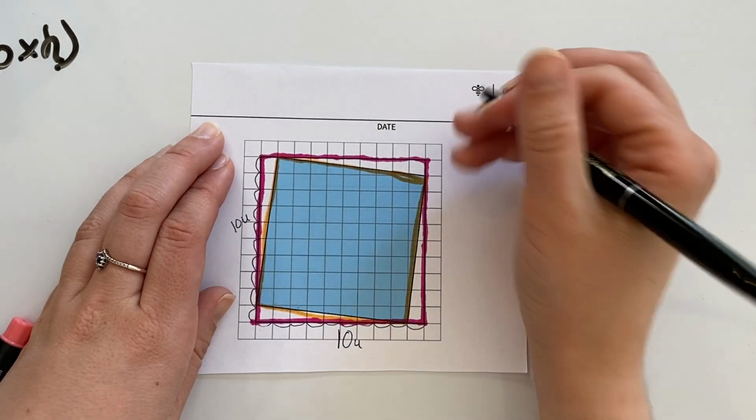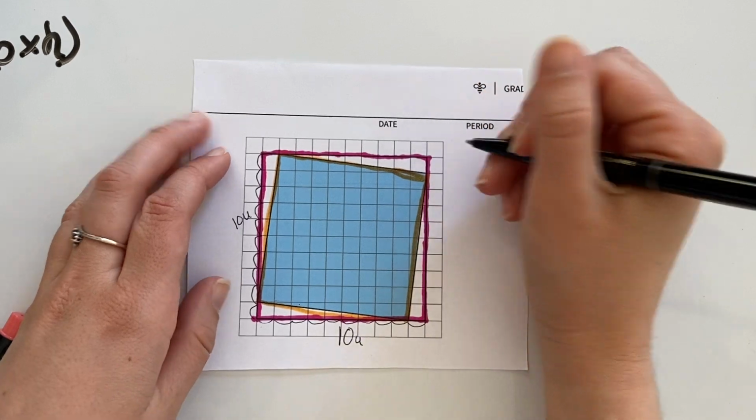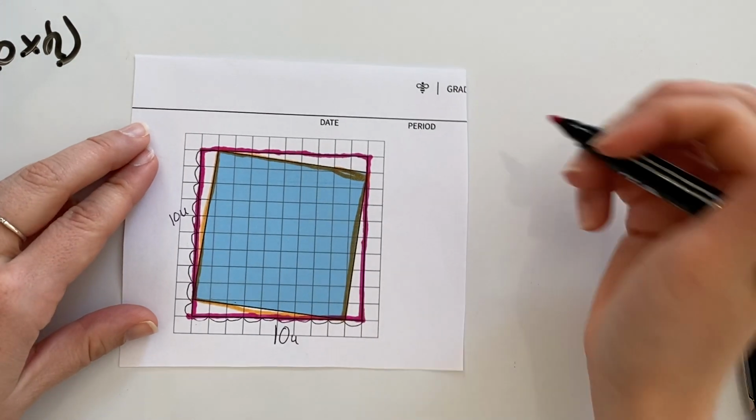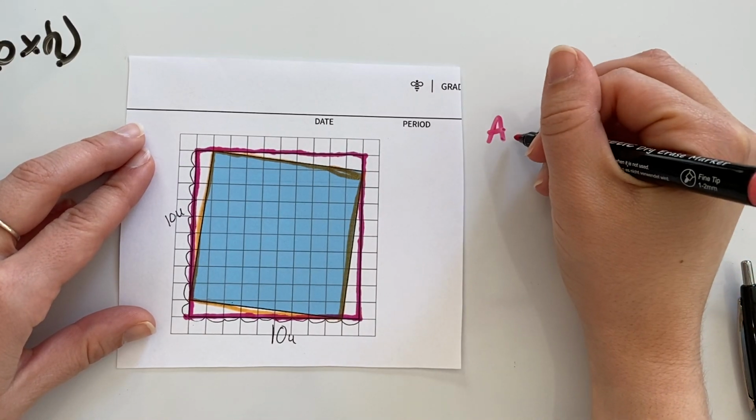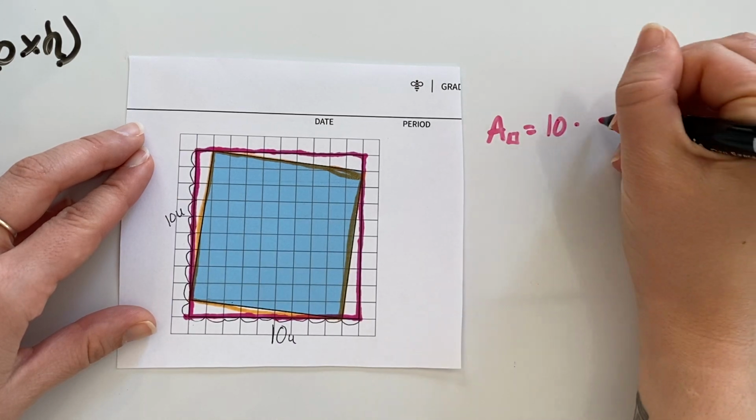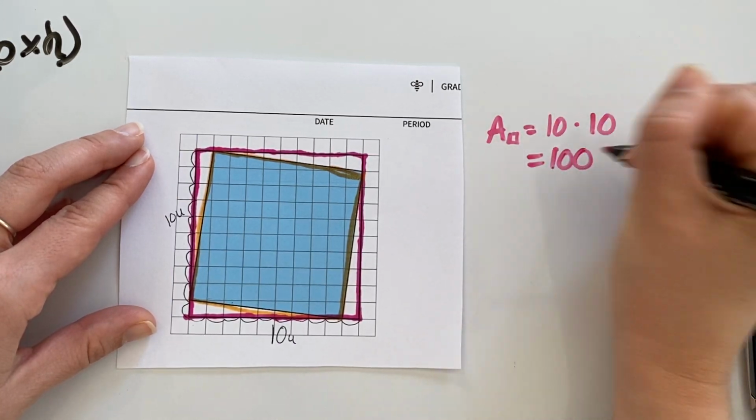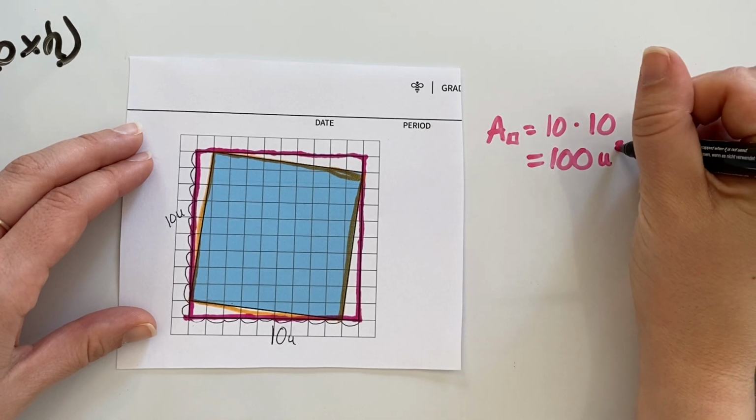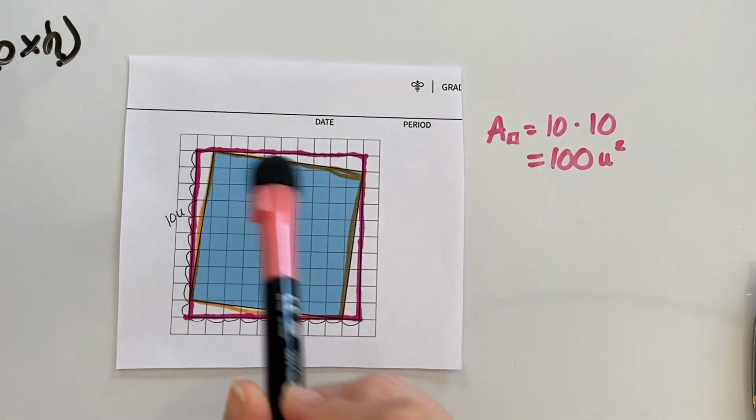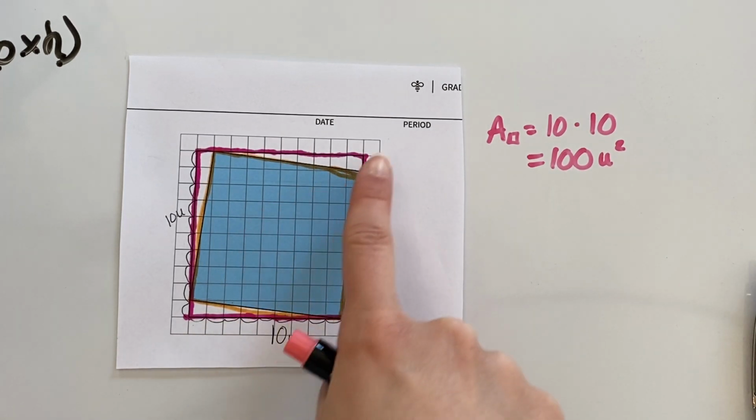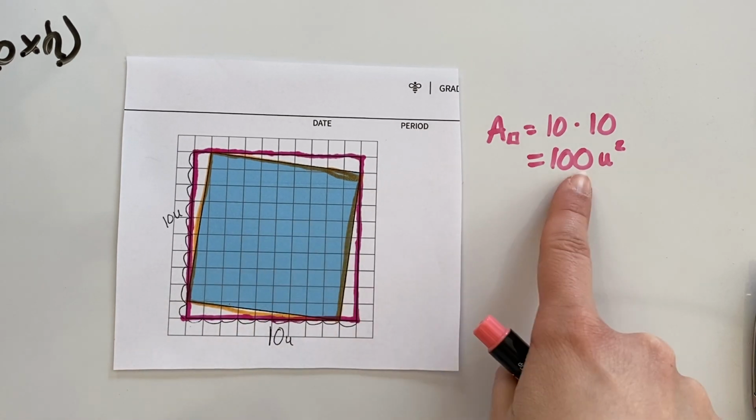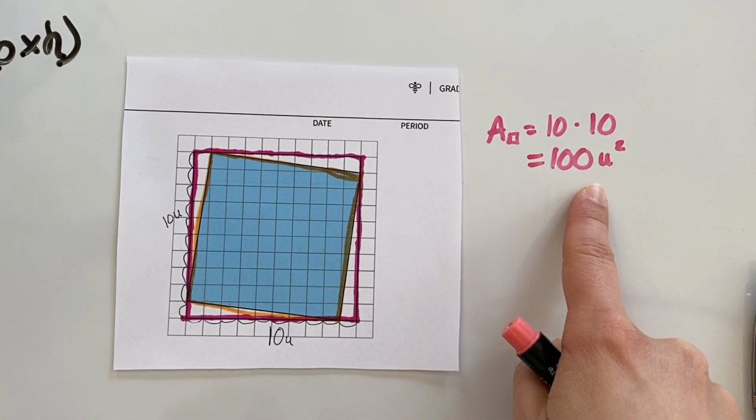So then we'll do area of my pink. I'll write it here. Let's find the area of my pink. So it'll be A of my pink square equals base times height. So this would be 10 times 10. So that is 100 units squared. So that means that my bigger pink square that goes around my shaded square is 100 squared units.